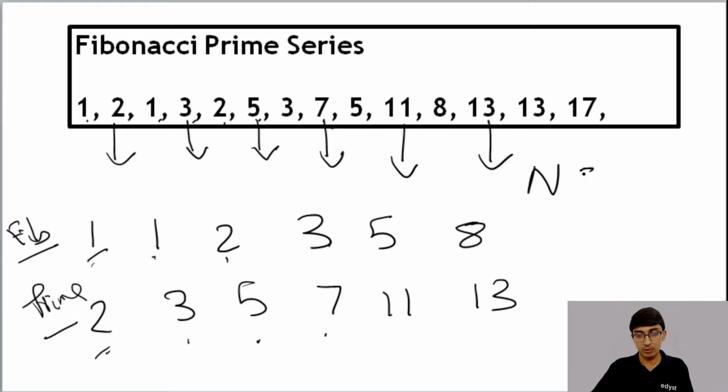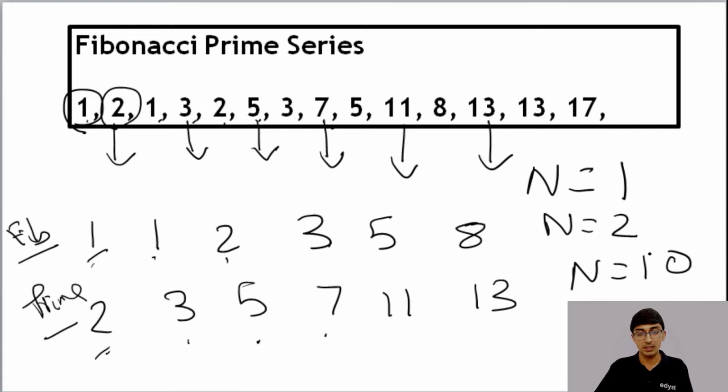So let's say I give you n is equal to 1. You have to print 1 because it is the first term in the series. If I give you n is equal to 2, you have to print 2 because it's the second term in the series. If I give you n is equal to 10, then what would you print? Let's count. 1, 2, 3, 4, 5, 6, 7, 8, 9, 10. So you're going to print 11, which is the 10th term in the series. So we have to print 11 over here. So they're going to give us a certain n, and we have to print the nth term of this series.